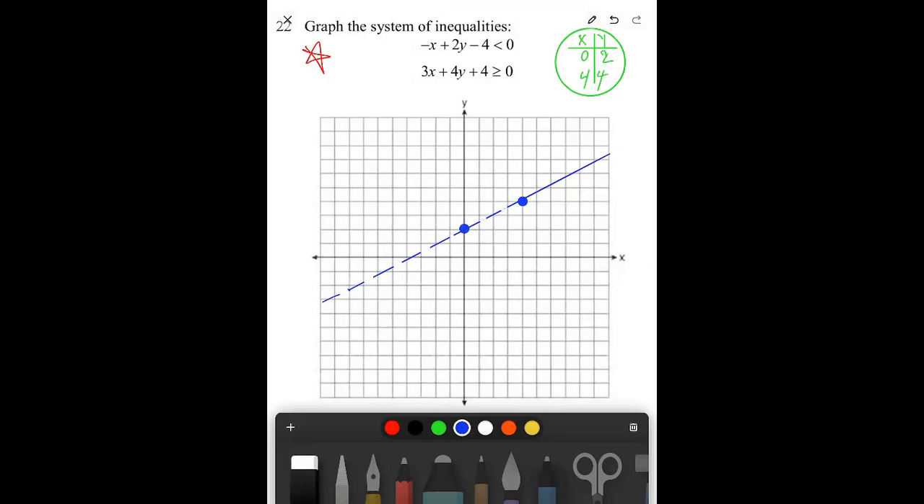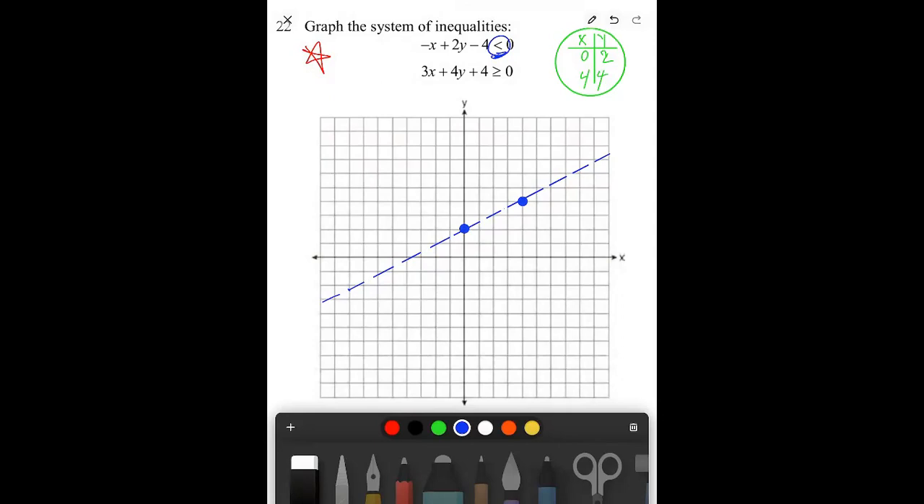And that's because this doesn't have an equal sign underneath. So that means, remember when we were graphing, if it doesn't have an equal sign, it would be an open circle. Well, when we're doing this, it should be a dashed line.